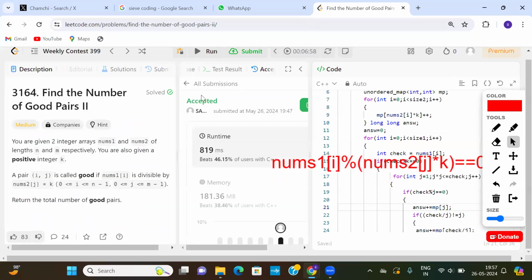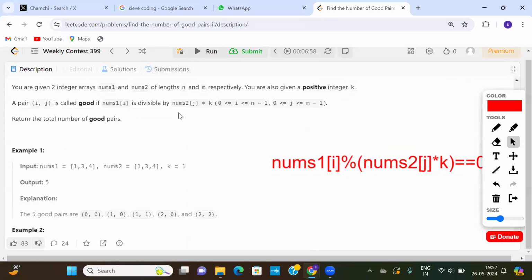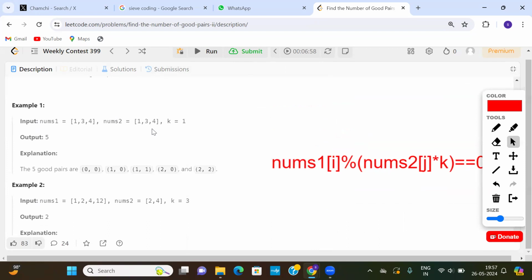If you want the dry run, what we are doing is, first of all, I have maintained one map in which we have stored nums2 multiplied by k. It means I have stored 1 multiplied by 1, 3 multiplied by 1, and 4 multiplied by 1. After that, I will calculate all the divisors of the numbers. What are the divisors of 1? The divisor of 1 is only 1. MP at index 1 is also 1. So 1 will get added to my answer.